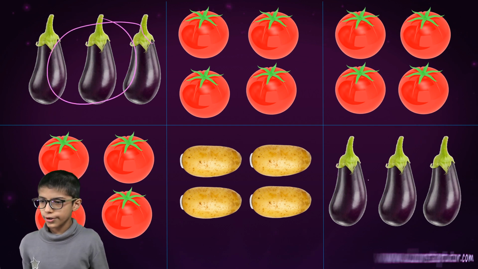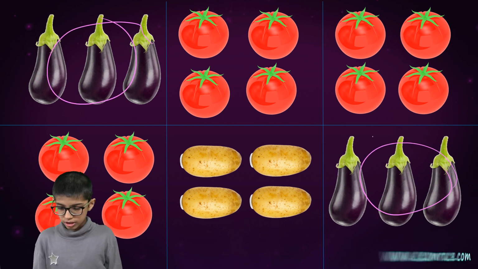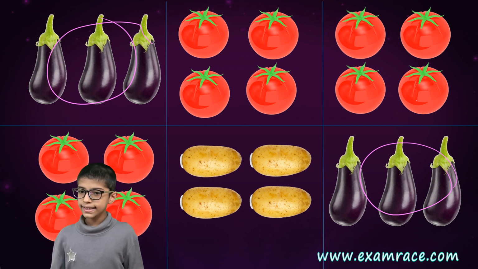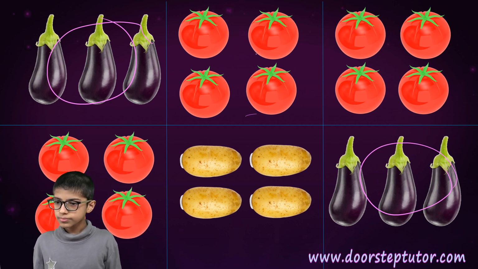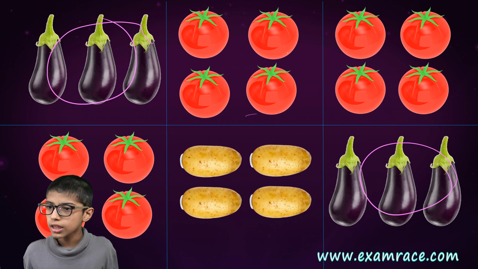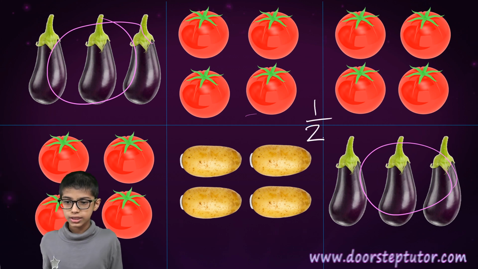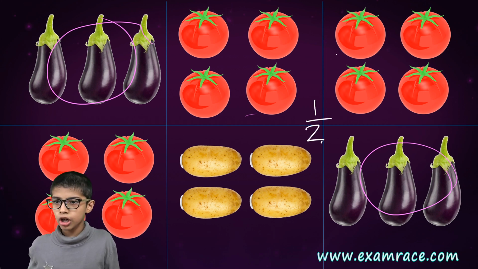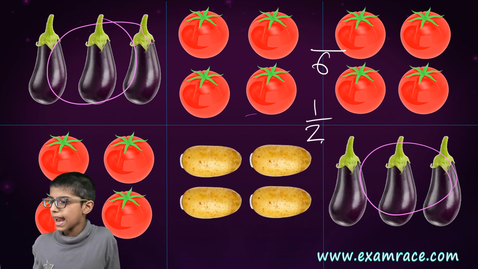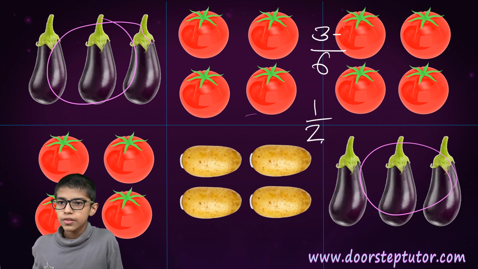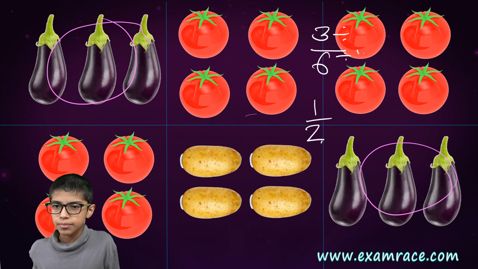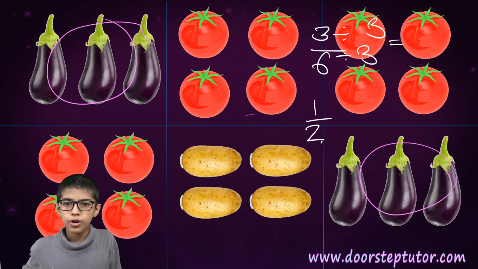Now, 1/3 of the field has brinjals. So, how much field has tomatoes? Yes, half the field has the tomatoes. How? Yes, because the total number of parts is 6 and 3 parts have tomatoes. Now we divide the numerator and denominator by 3. Therefore, we get half.